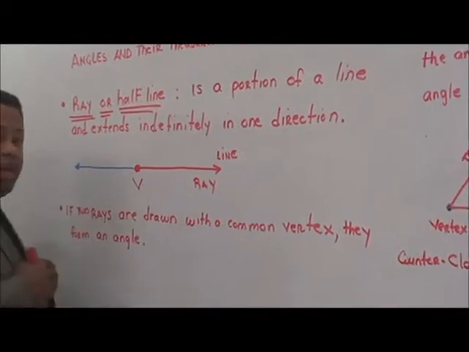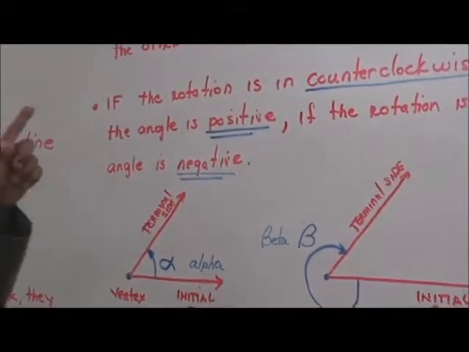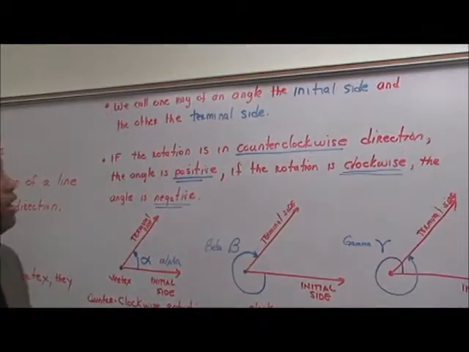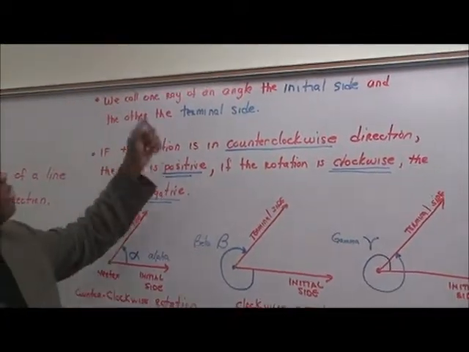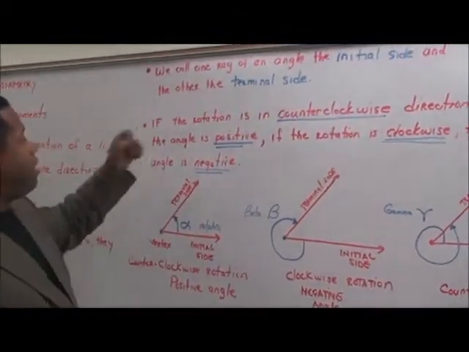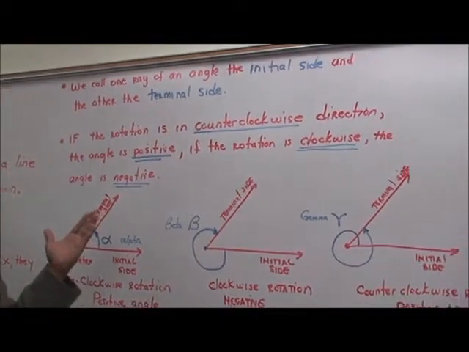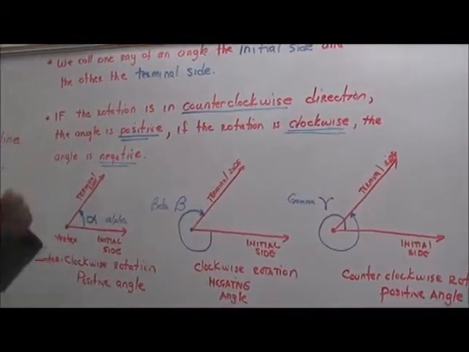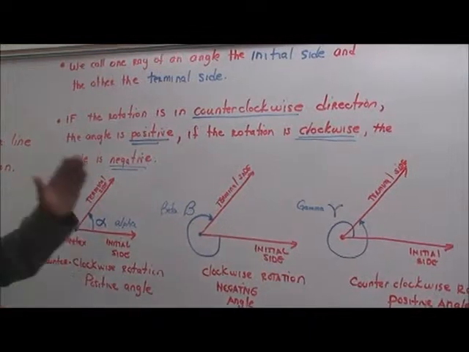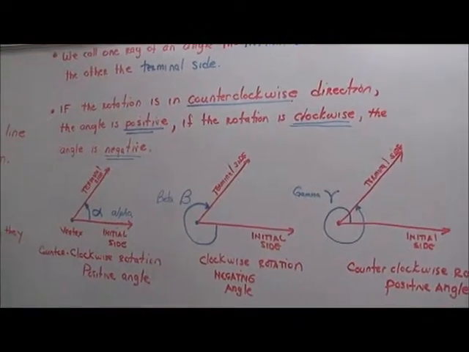Now, if two rays are drawn with a common vertex, they form an angle, just like right here. We call one ray of the angle the initial side, and the other the terminal side. That's very important. Now, if the rotation is in a counterclockwise direction, the angle is positive. And if the rotation is clockwise, the angle is negative.